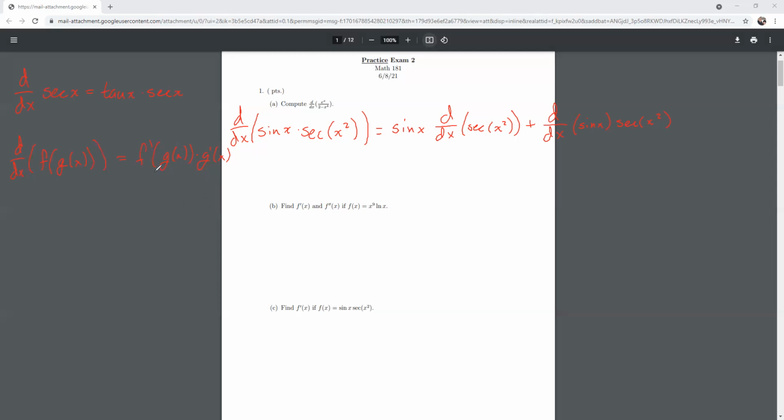Okay, so I like to think of it as, again, you're trying to do the outer layer. You'll peel away the outer layer by taking the derivative of this, and then you deal with the inner layer by tacking on this guy right here.